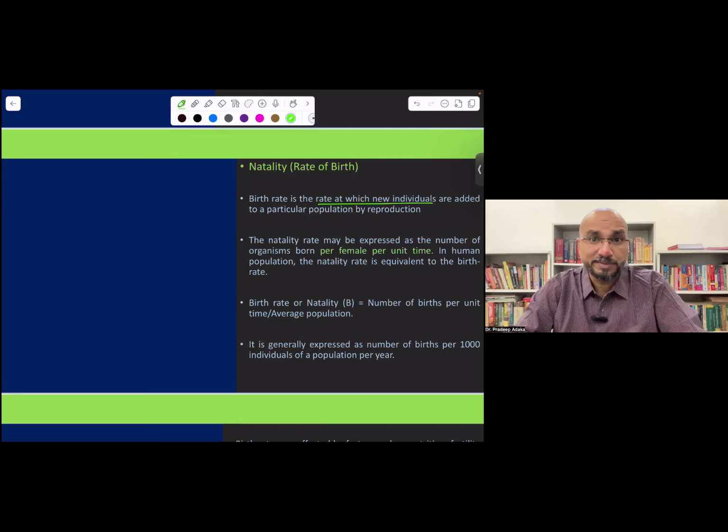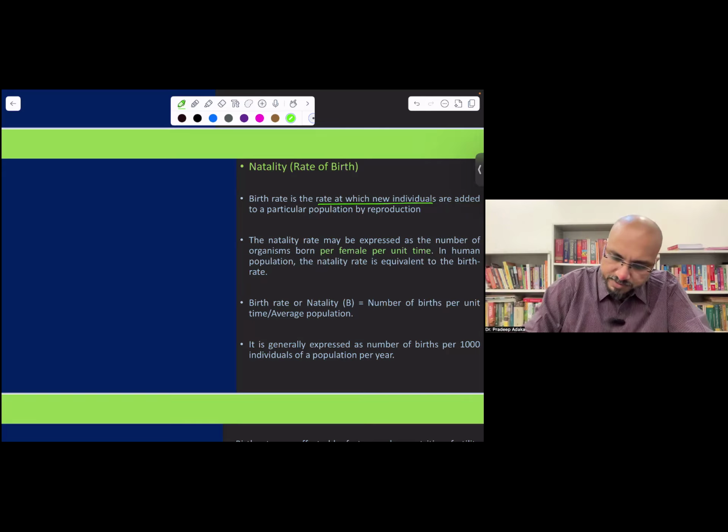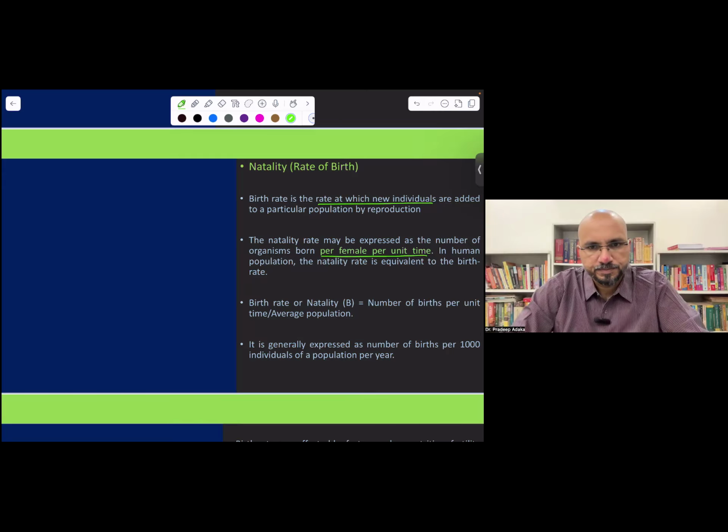Population can also increase through immigration, but here only the birth rate, the rate at which new individuals are included in a population, is taken into count. Immigration is not taken into count, though it can also increase the population. Natality rate may be expressed as number of organisms born per female per unit time. In the human case, it is equivalent to birth rate. So birth rate or natality is the same; in case of humans we use the term birth rate.